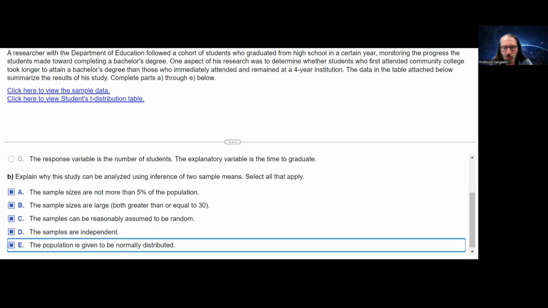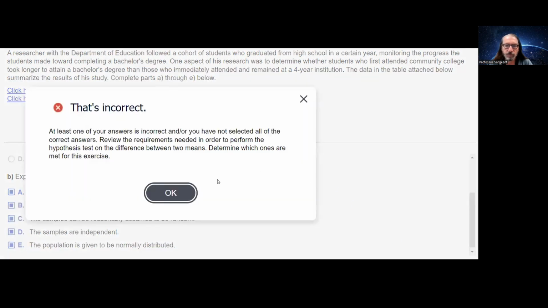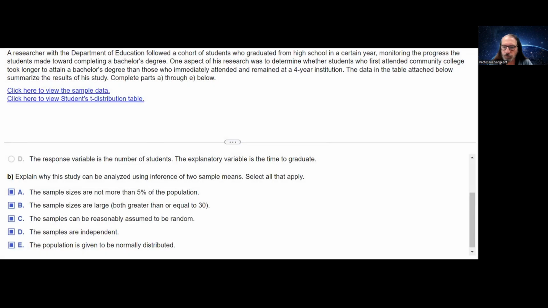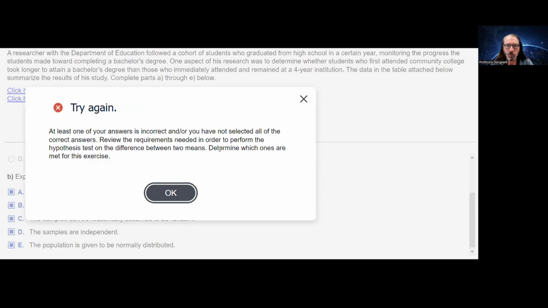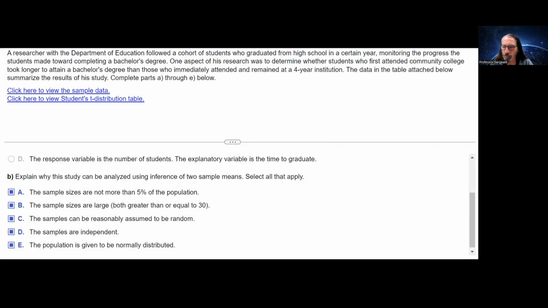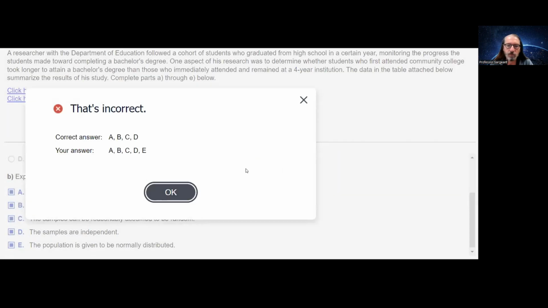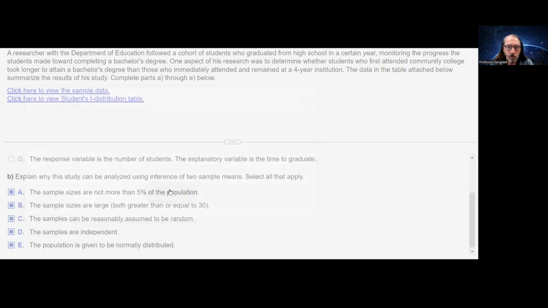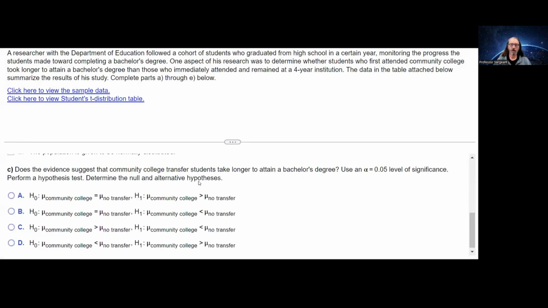Okay, selected them all. Let's see if they agree. Okay, well, let's just see what we're being told here. What have I missed? Should not have included E. Okay, well, at least we had large sample sizes so that the central limit theorem would start to kick in.